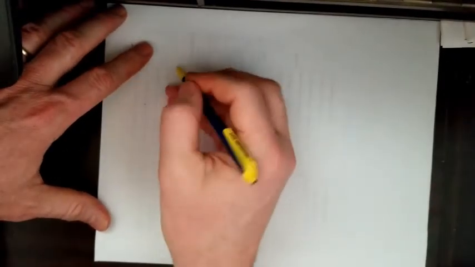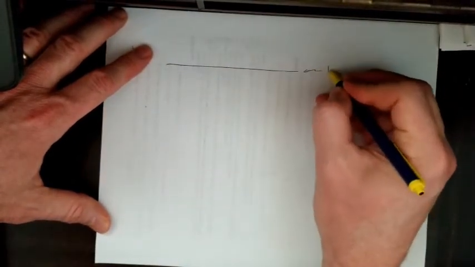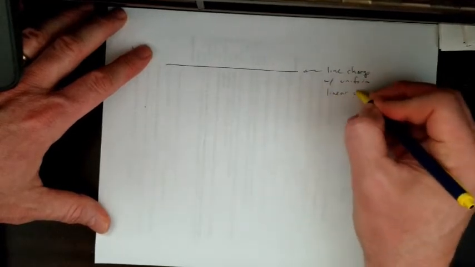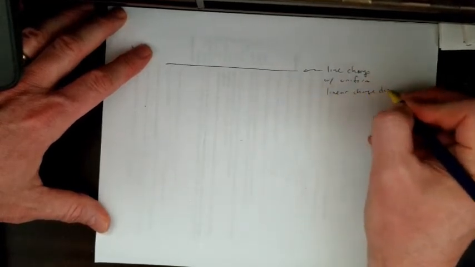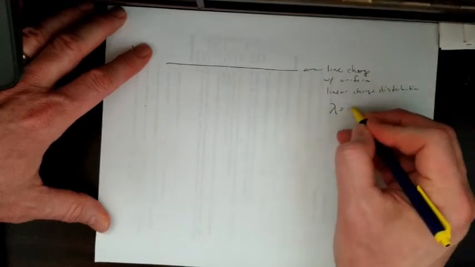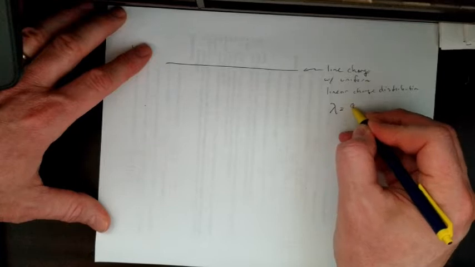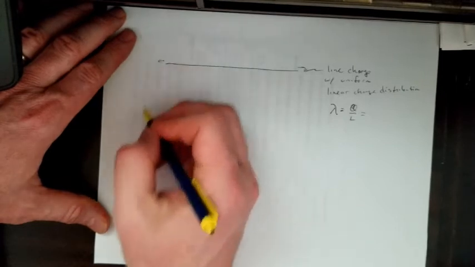All right, so let's go through. I have a line charge here. So a line charge with uniform linear charge distribution, and I'll use lambda for that. So that is equal to, well, in essence, charge over length. But let's go ahead and make this infinitely long.